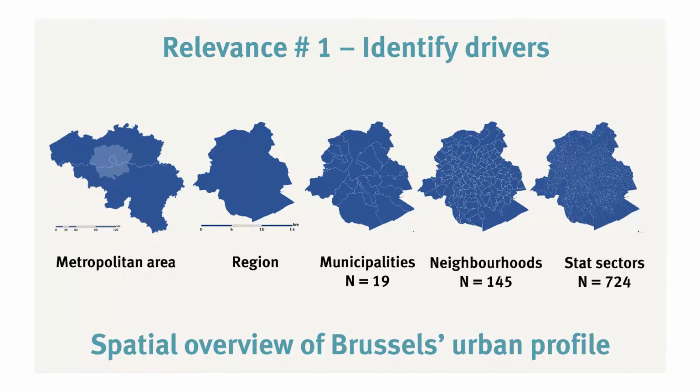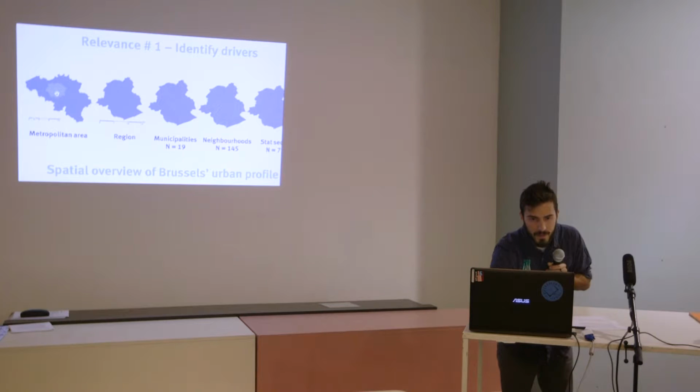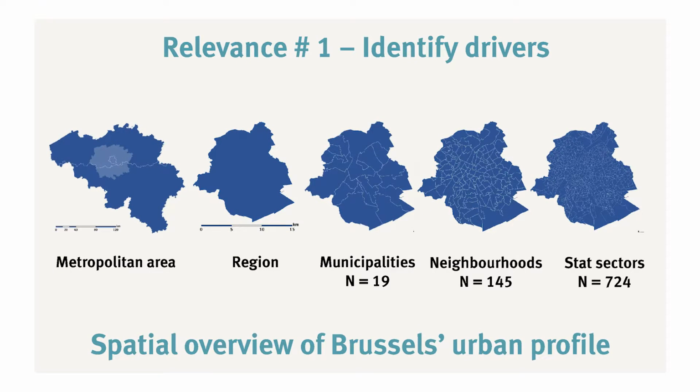Now, in Brussels, you have many spatial scales. You have the metropolitan area on the left, as we discussed. You have the regional scale. So over here, this very small bit, that's the region of Brussels. And then the huge circle around it, that's the metropolitan area, which is 30 times bigger than the region of Brussels. And then if you zoom in, you have 19 municipalities in Brussels. You have 145 neighborhoods and 724 statistical sectors. These, by the way, are statistical spatial divisions. They do not physically exist, but there are different spatial scales. And you can imagine that if you zoom in, you'll find out different things.